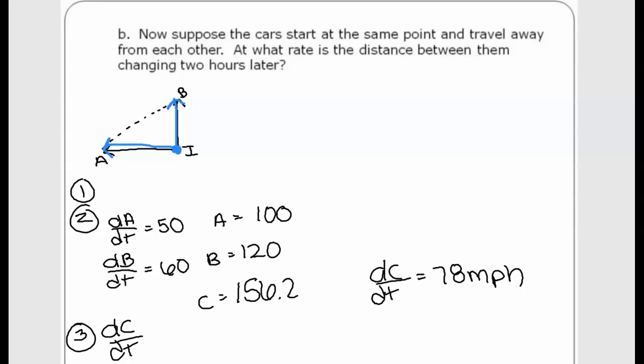You could find their distance knowing their rate. So remember, distance equals rate times time. So if their rate's 50 and they travel for 2 hours, that means it's 100 miles. 60 at 2 hours is 120 miles. Unfortunately, a 10, 12 is not a Pythagorean right triangle triple that we know. So to find C, you had to actually do your Pythagorean theorem.